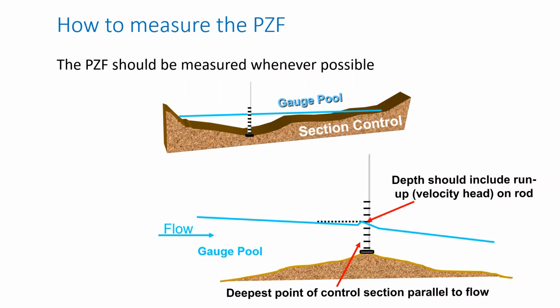And how to measure that point of zero flow? It should be measured whenever possible. So if you can possibly do it through different methods, here's an example of you wading down to the section control below the site, finding the deepest part, and using your wading rods to measure that depth. You can envisage this: if the water level keeps going down, it's going to stop flowing at this point here. So we need to know that depth there.